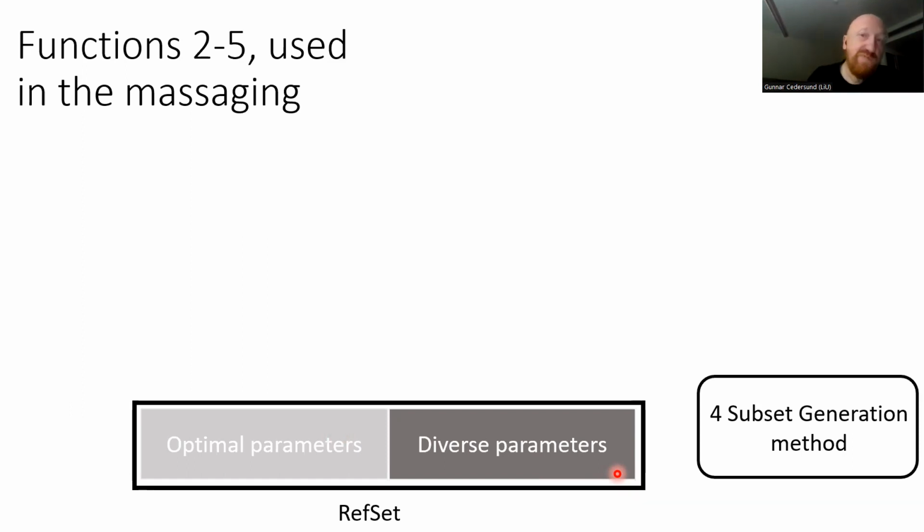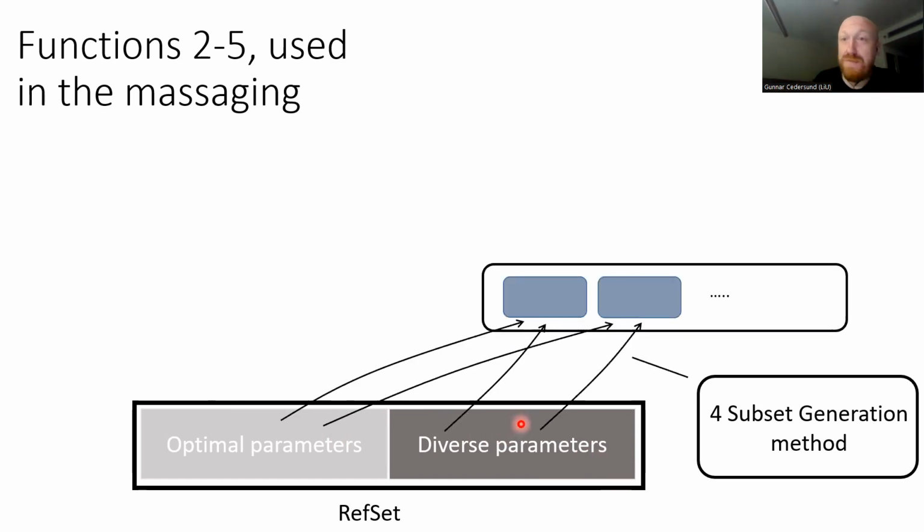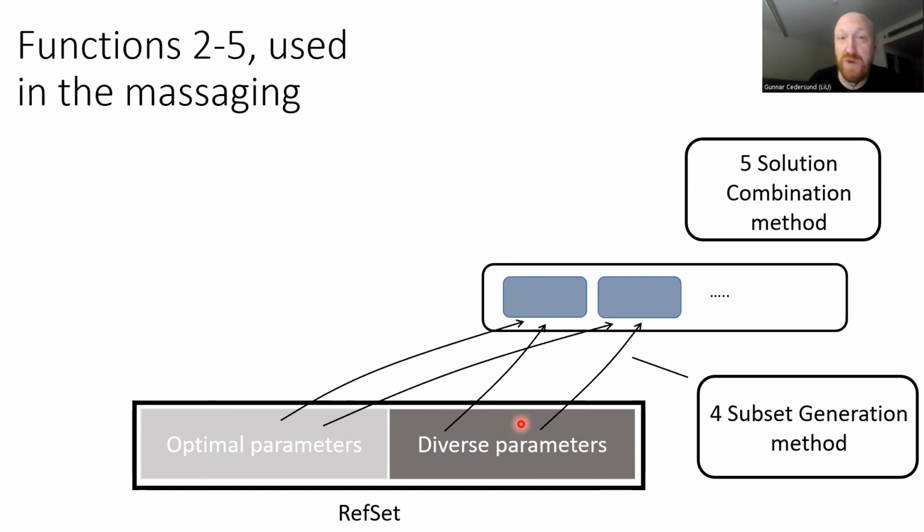So in step 4, what you're doing is that you are taking these optimal parameters and the diverse parameters, and you do combinations of them. So you get smaller subsets of parameters, and you get many such subsets. So you get many subsets that take some optimal parameters and some diverse parameters. And then you combine them.